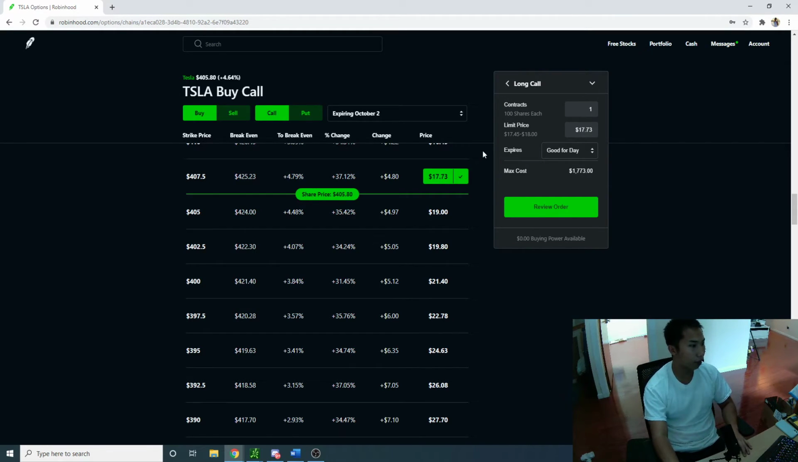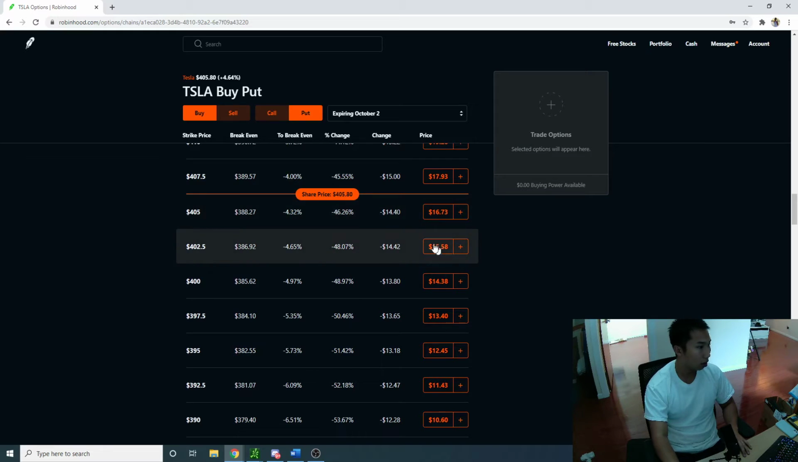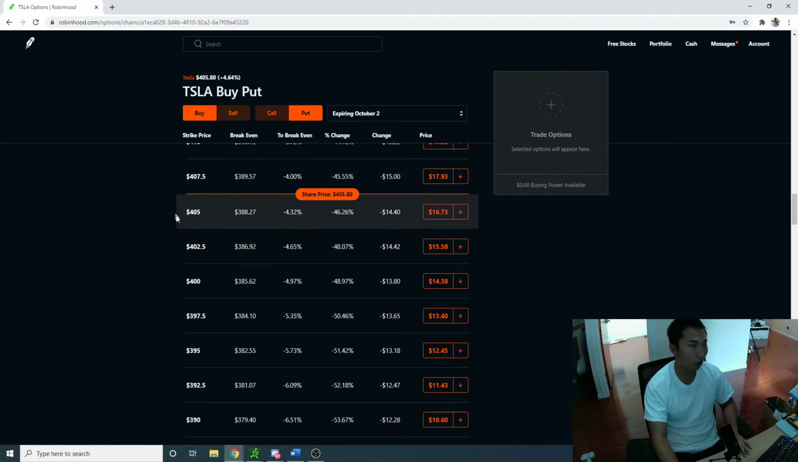Same thing for a put. Let's take this out. You go to buy and you go to put. So for this example, let's just use 405. The share price is currently 405.80. If you're going to buy a put, you're saying that you're willing to sell Tesla at $405 on October 2nd. So this is the break-even price, exact same thing. You would take 405, which is your strike price, minus this premium price, and you will get 388.27.